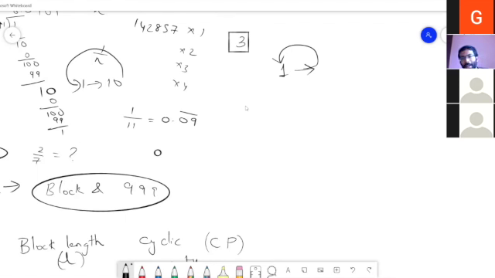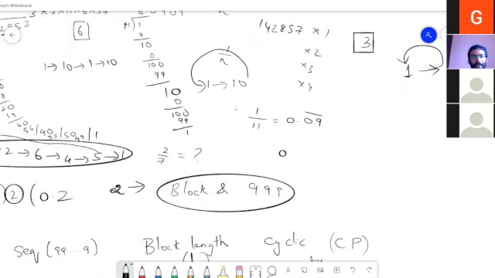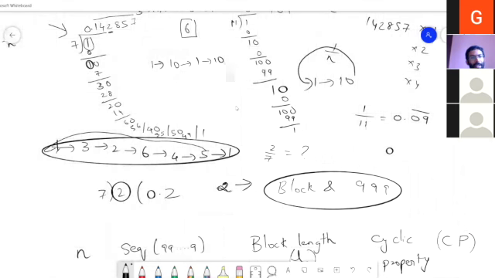Can you show the remainders for that 142857 if you can shift the screen a little? Yes. So these are the remainders for 7, the remainder cycle for 7: 1, 3, 2, 6, 4, 5. For a given number again, what are all the possible remainders it can have? 1 to 9.